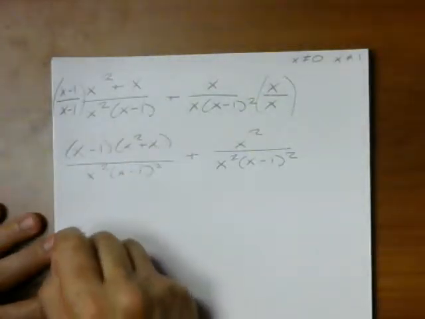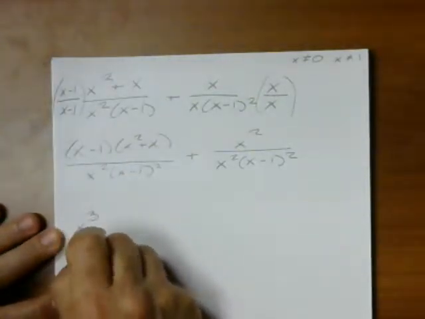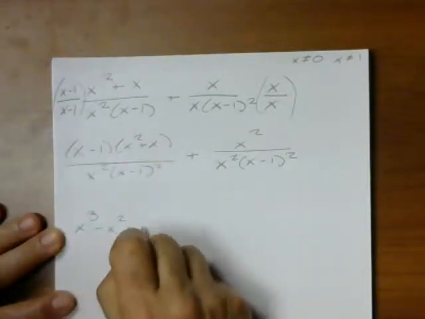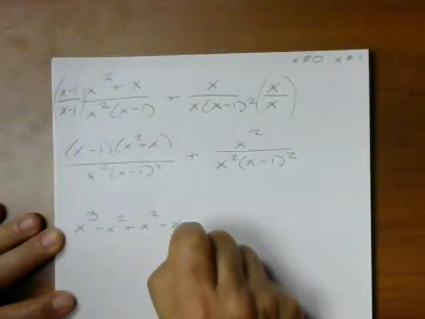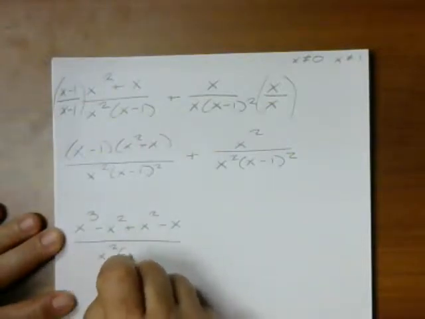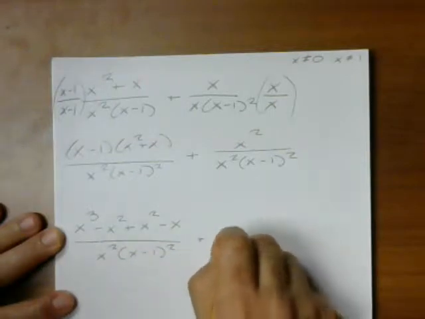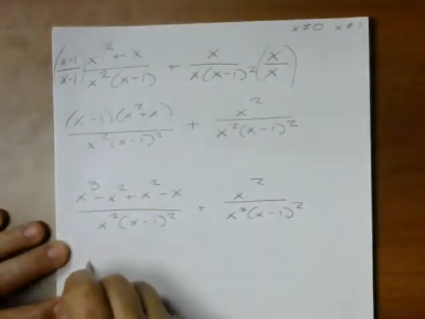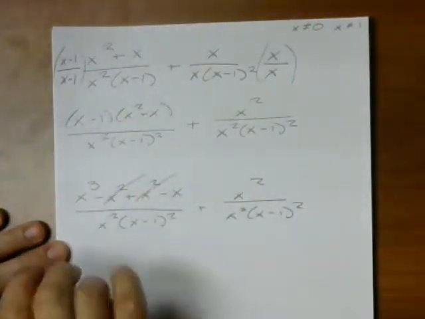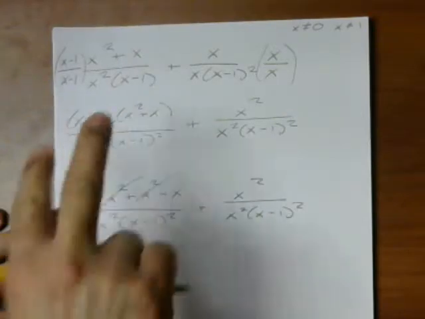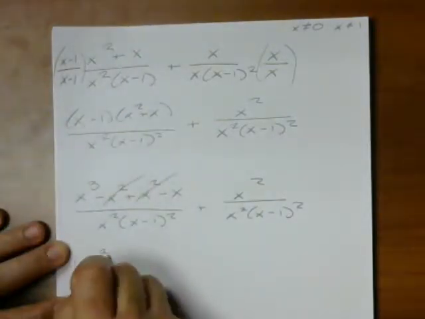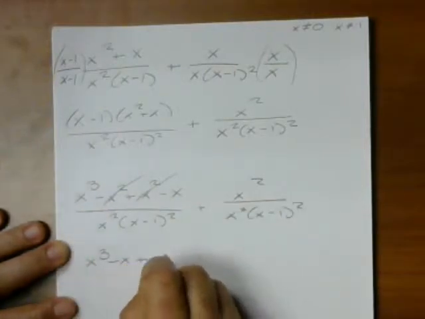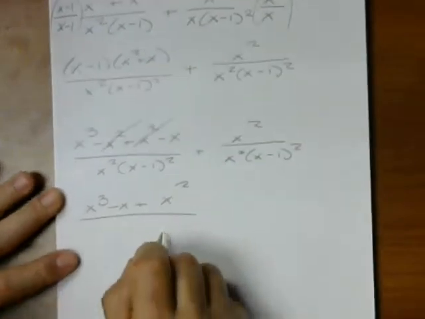I'm going to multiply this out. x cubed minus x squared plus x squared minus x. I could have waited till later to do that. It's completely up to you. That actually is going to cancel out nicely because this and that canceled out. So I get this in the top plus this here over this.